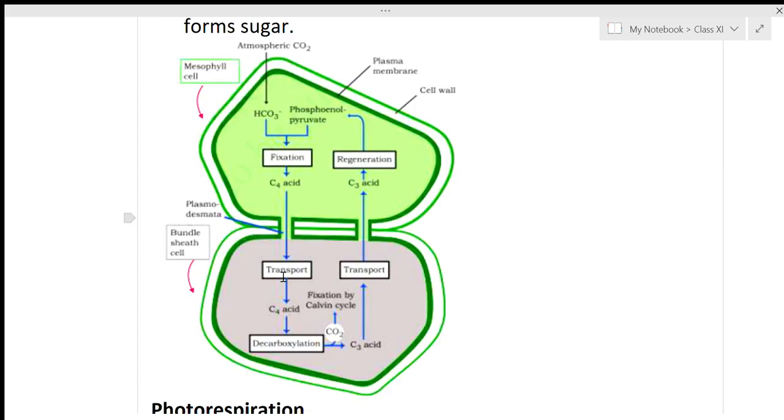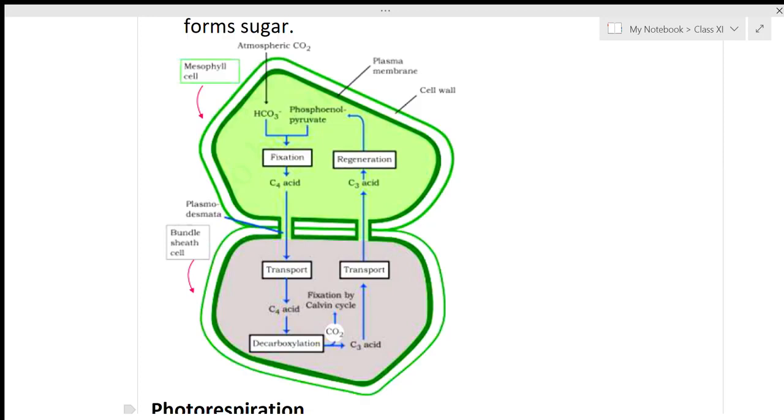Here it is written C4 acid, so we can say this OAA is converted into malic acid. Here the name is not written, and we can directly write that it is a C4 acid. So we can say it is converted into malic acid. OAA, oxaloacetic acid, which was produced in the mesophyll cell, will transfer into the bundle sheath cell and convert into malic acid.